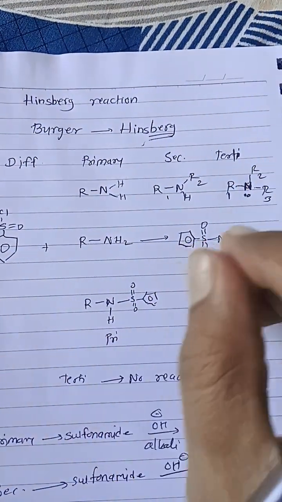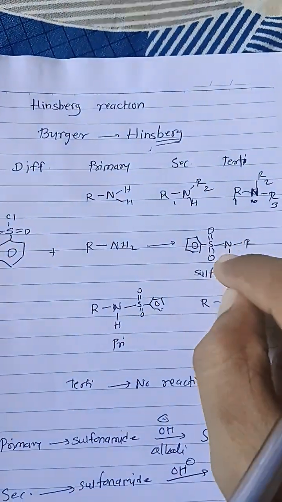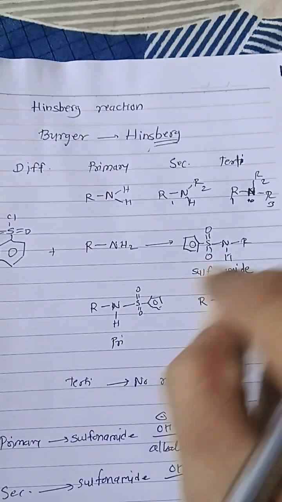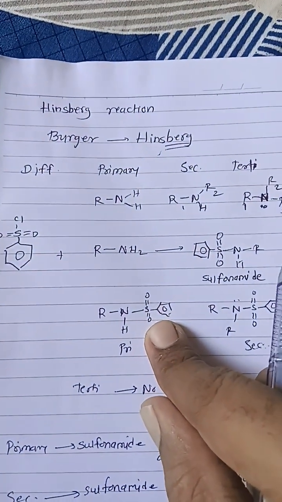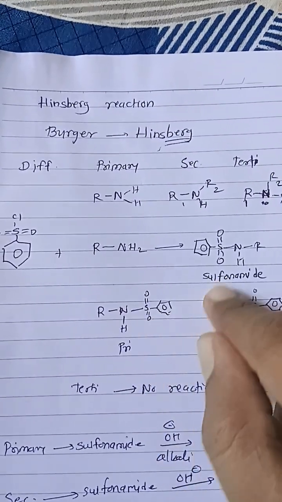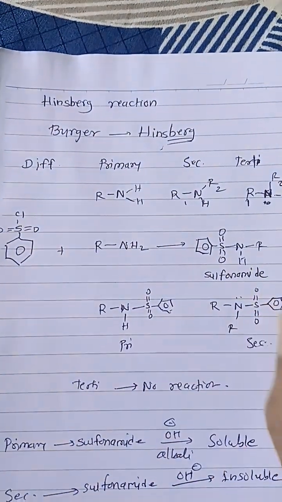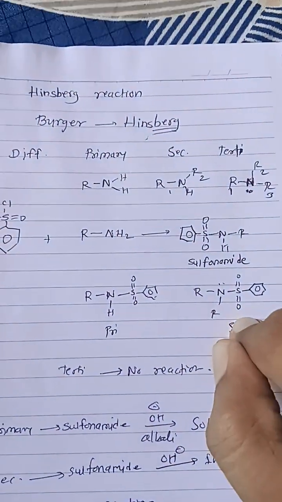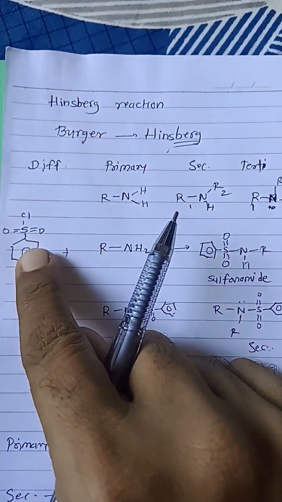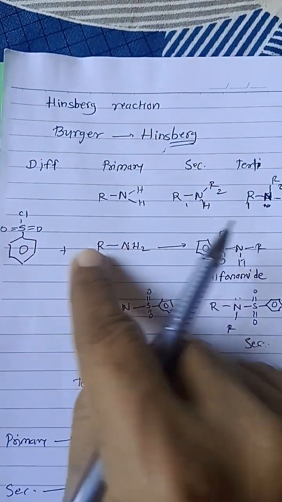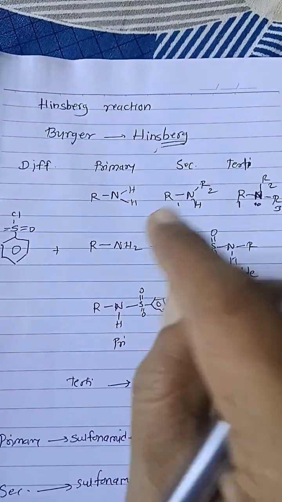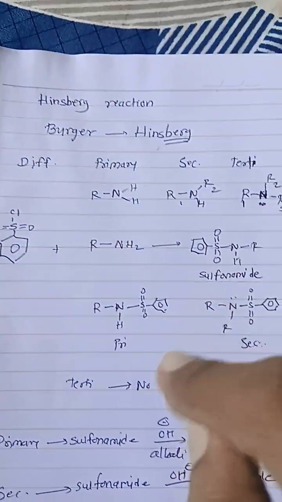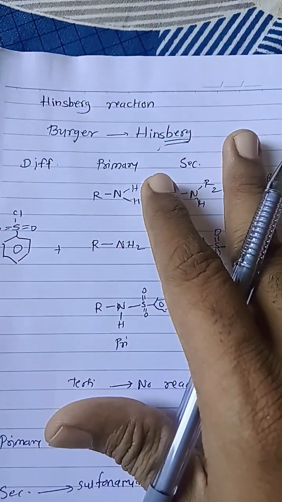So what we have to see is that when primary amine reacts, there is sulfonamide formation. Secondary reacts, again a sulfonamide product is formed. But in case of the tertiary, no reaction is observed. Why is it so? Because to react, it requires a replaceable hydrogen. In primary there are two, in secondary there is one, in tertiary none, so no reaction happens. So chemically it can be distinguished.